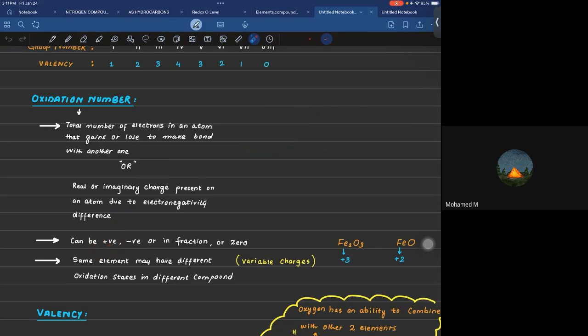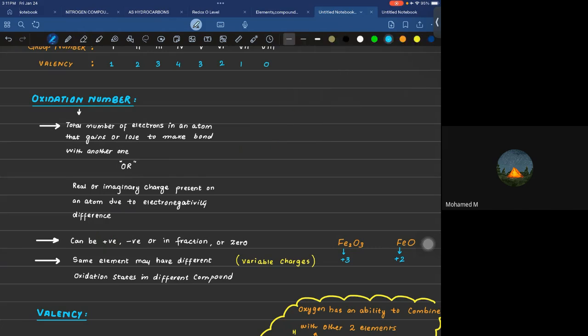And also you can see that it can be a fraction. Remember, it can be a fraction. Let's suppose in H2O2, the oxidation number for oxygen is -1. And in K2O, the oxidation number for oxygen is half. It can be a fraction, it can be negative, it can be positive. This is called oxidation number.